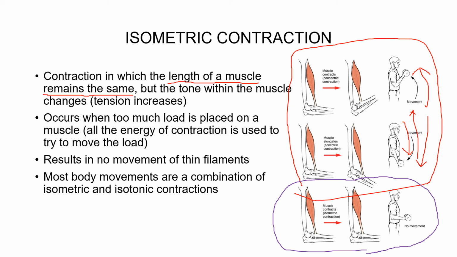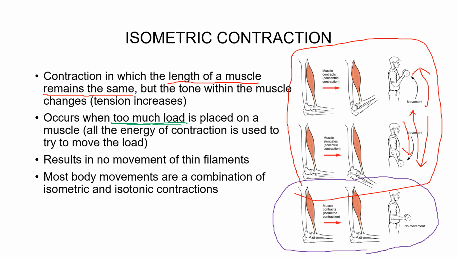Another example of an isometric contraction is when something is too heavy. The load is too much and you get stuck. The example I used in the previous slide was the bench press. If I put more weight on the bench press than I can handle, I'm going to do an isometric contraction. I'm going to lift the bar off and it's going to get stuck on my chest. And no matter how hard I push, I'm not going to be able to get it off.